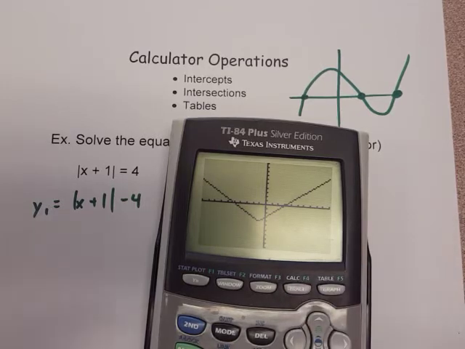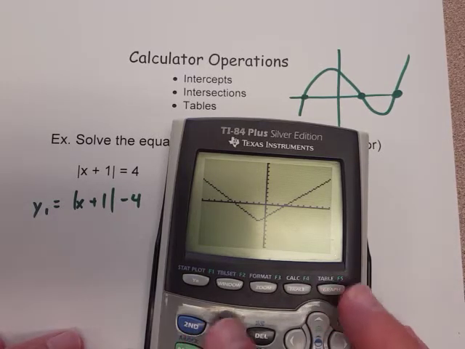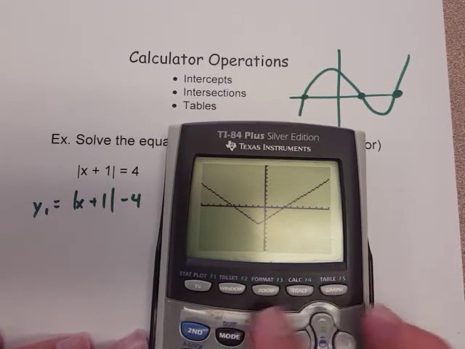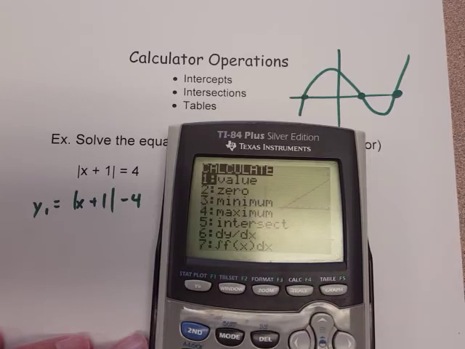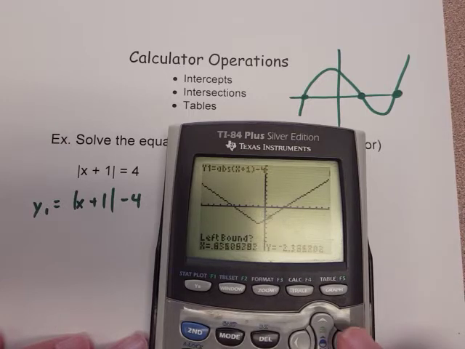I could do this in a number of different ways, but one way that you'll be using a lot this year is the calc menu. You see right above trace, there's calc. So I'm going to go second trace to get the calc menu, and I want to find out what the intercepts are. In other words, what are the zeros? It gives me a cursor, and it says left boundary, and then it's going to give me a couple other questions afterwards with left boundary, right boundary, and a guess.